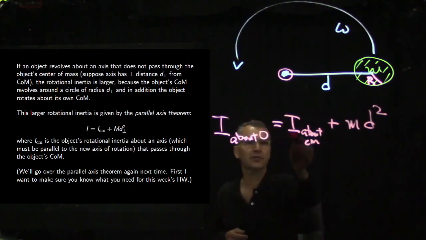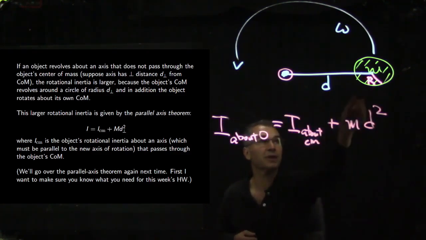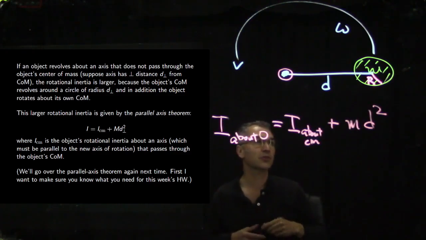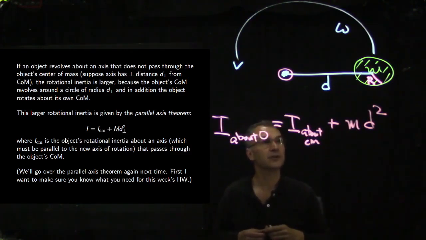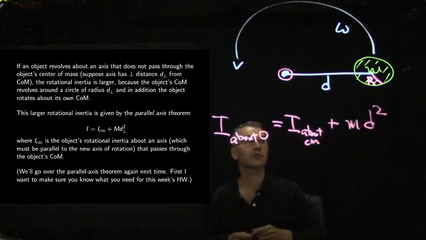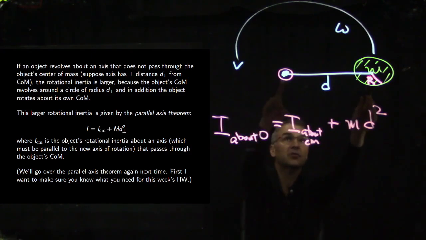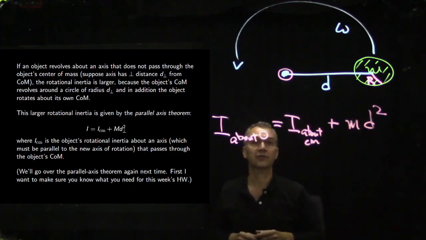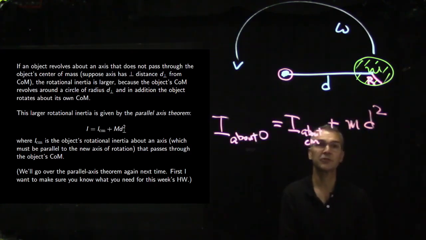In this case, the rotational inertia about this object's own center of mass, if it's a solid cylinder or a solid circle, would be 1/2 m r squared, and then we would add an additional m d squared term to account for the fact that its center of mass is displaced a distance d from the axis of rotation. And we say d perpendicular because you want to measure distances perpendicular to the axis of rotation.